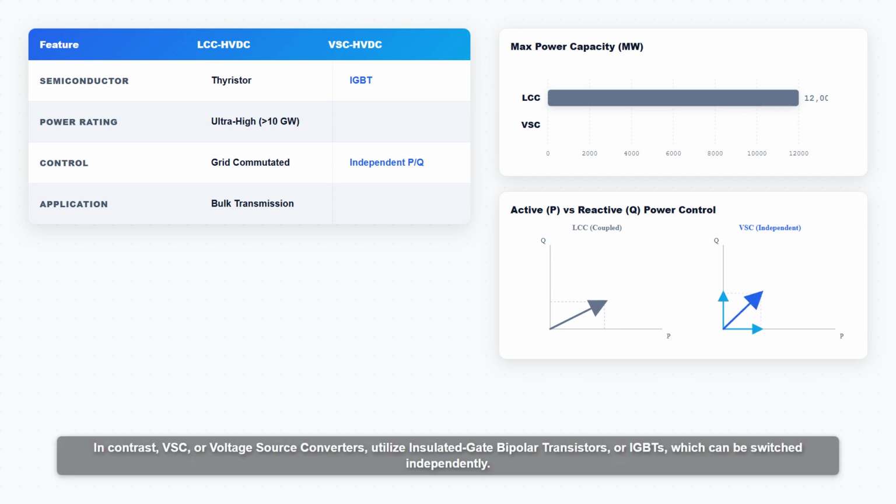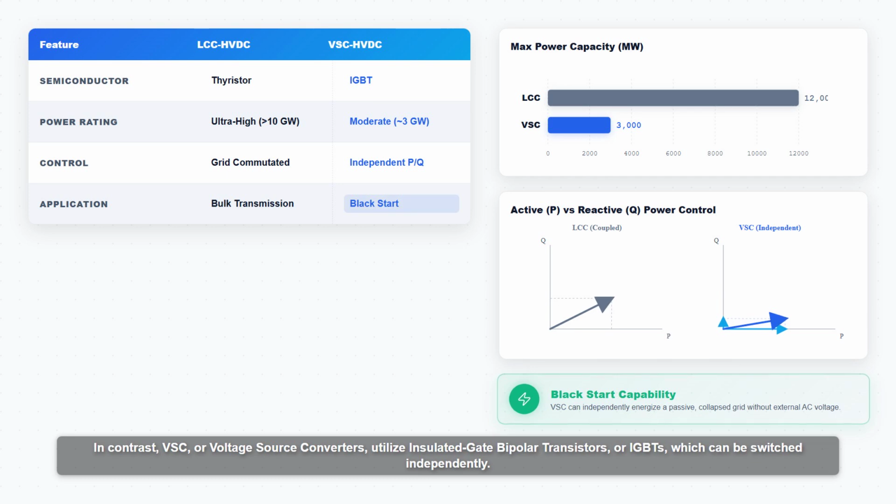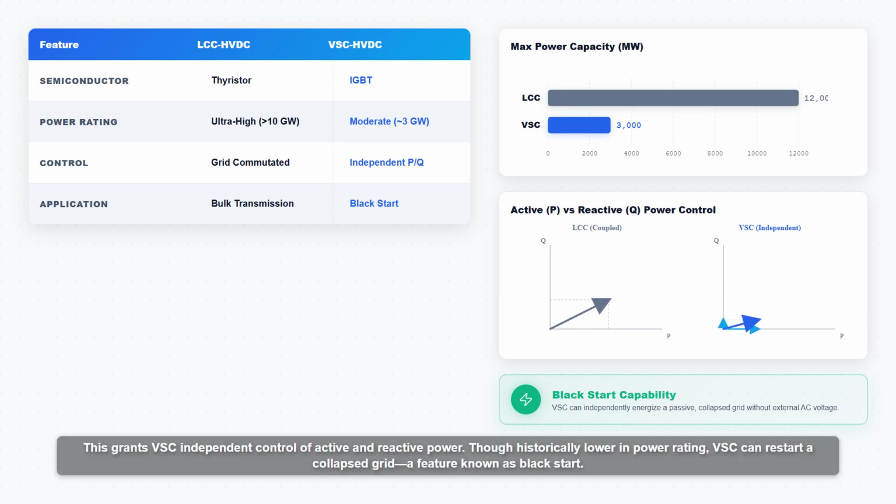In contrast, VSC, or voltage source converters, utilize insulated gate bipolar transistors, or IGBTs, which can be switched independently. This grants VSC independent control of active and reactive power. Though historically lower in power rating, VSC can restart a collapsed grid, a feature known as black start.